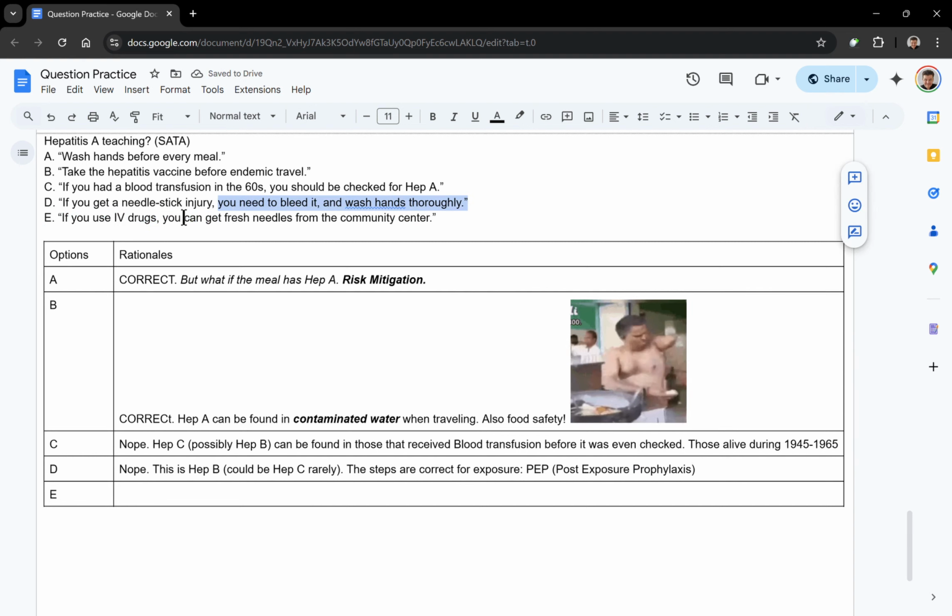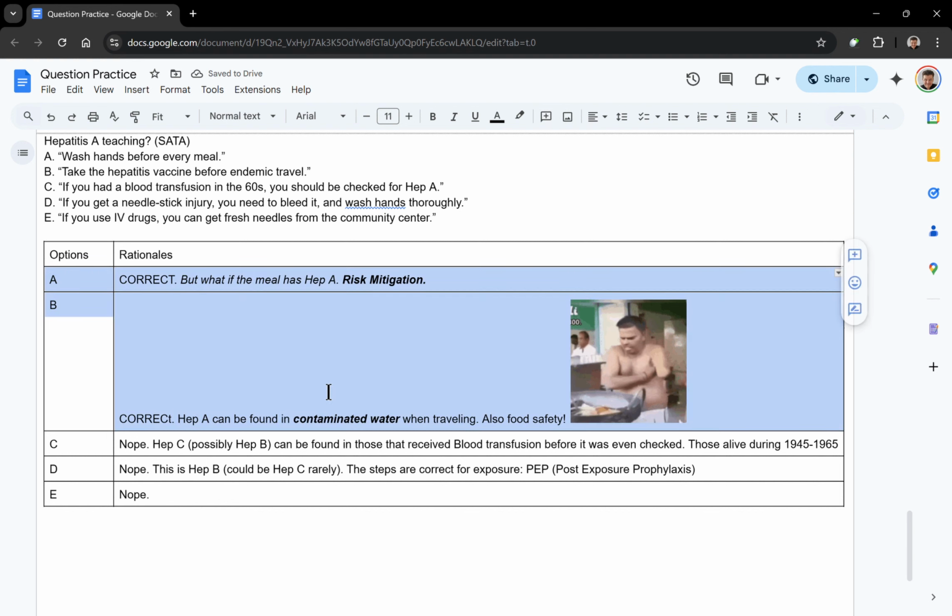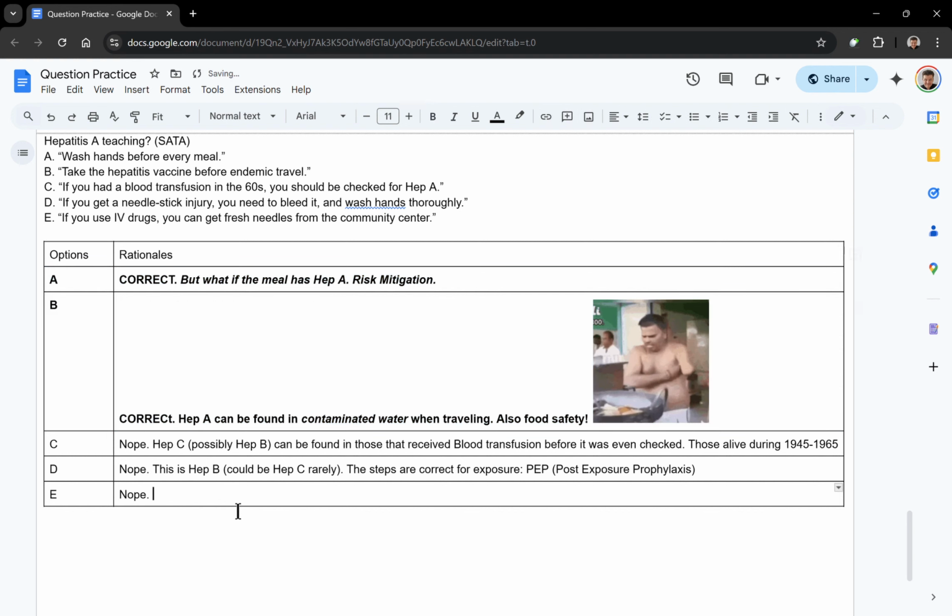But a needle stick injury is not related to Hep A. Okay. What about E? Also no. That's a nope. Why is it a nope? Because it's also for Hep B. This is for Hep B and C, pretty much equally. You don't have to know which one's equally. It's either Hep B or C usually for anything that's blood related. Secretions is really Hep B. That's really where we're looking at contaminated secretions.